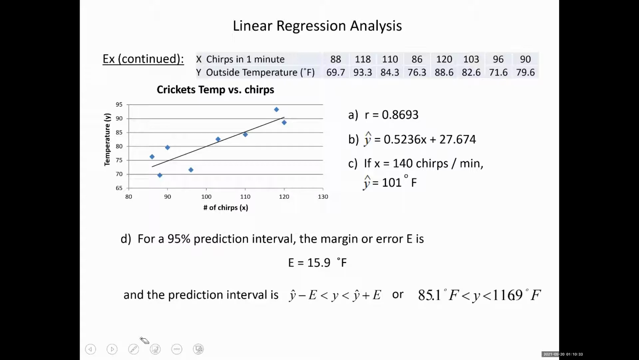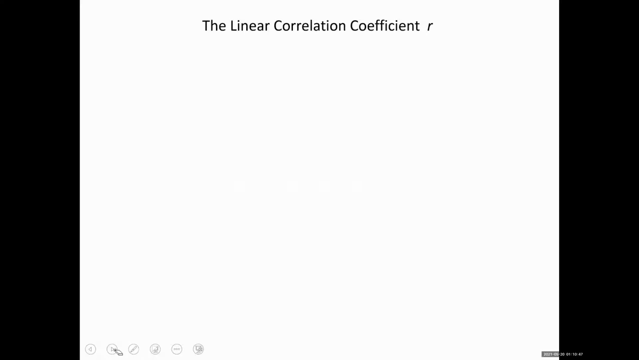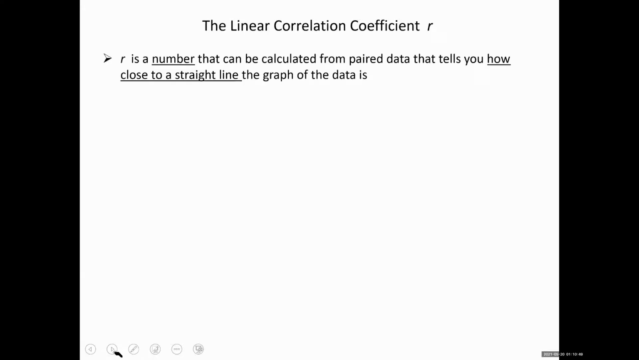All right, so let's talk about the linear correlation coefficient R first. I really told you pretty much everything there is to tell you about R already, but let me just tell you again. So R is a number. The linear correlation coefficient R is a number. It can be calculated from the paired data, from the data we have, and it tells you how close to a straight line the data is. So it measures how close to a straight line the data is.